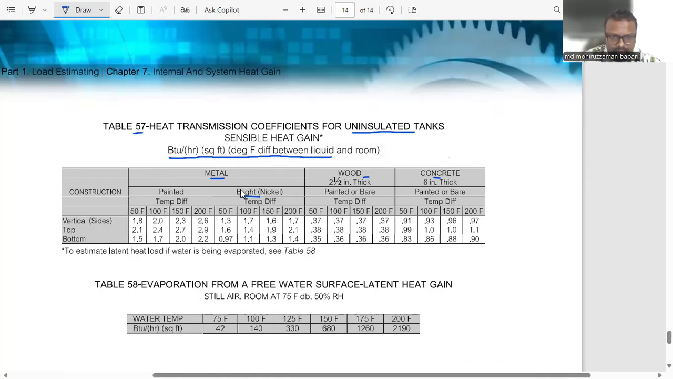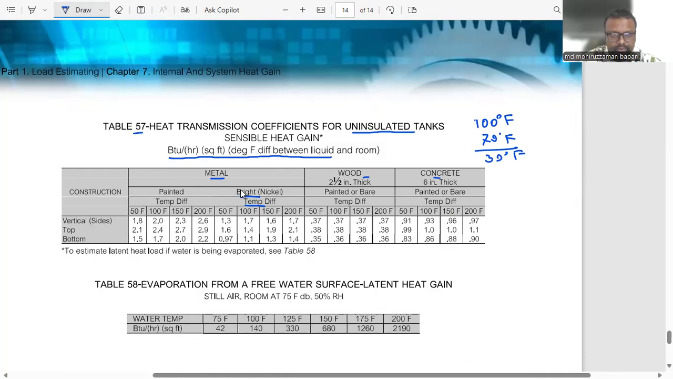Then you have to find the temperature difference between the room and the surface. Let's say the surface temperature is 100 degrees Fahrenheit and the room temperature is 70 degrees Fahrenheit; you take the difference, 30 degrees Fahrenheit.